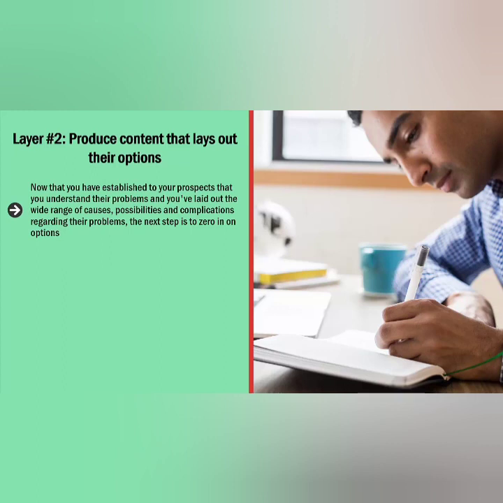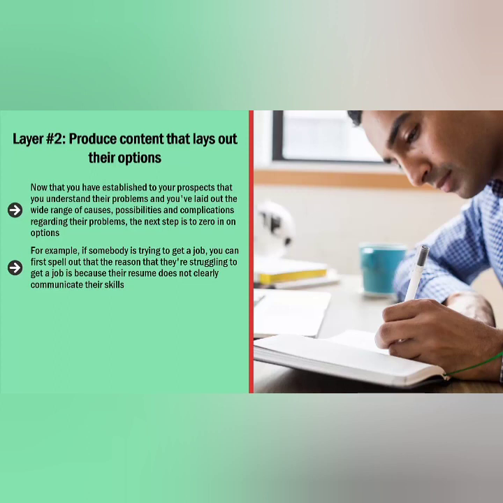Now that you have established to your prospects that you understand their problems and you've laid out the wide range of causes, possibilities, and complications regarding their problems, the next step is to zero in on options. These are possible solutions they can select, but you mention this in categorical terms. For example, if somebody is trying to get a job, you can first spell out that the reason they're struggling to get a job is because their resume does not clearly communicate their skills. You can also lay out other possibilities, such as they may be applying to the wrong jobs. There might be a mismatch between the availability of jobs in their city and their qualifications.